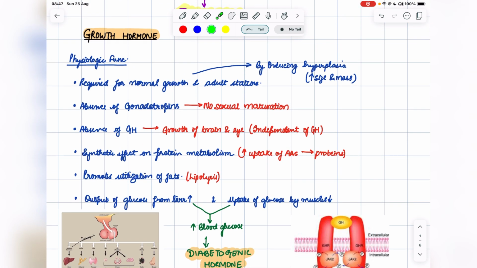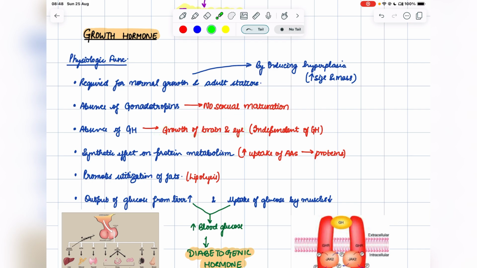Now let's start with the main topic for today, that is the growth hormone. Firstly, we'll start with the physiologic functions that growth hormone performs. Growth hormone is required for normal growth and adult stature formation. It does that by inducing hyperplasia of bones, that is an increase in size and mass, a proportionate increase, so that the bones grow. If there is an absence of gonadotropins, there will be no sexual maturation. Why I am talking about this point is because there is a difference between gonadotropins and growth hormone.